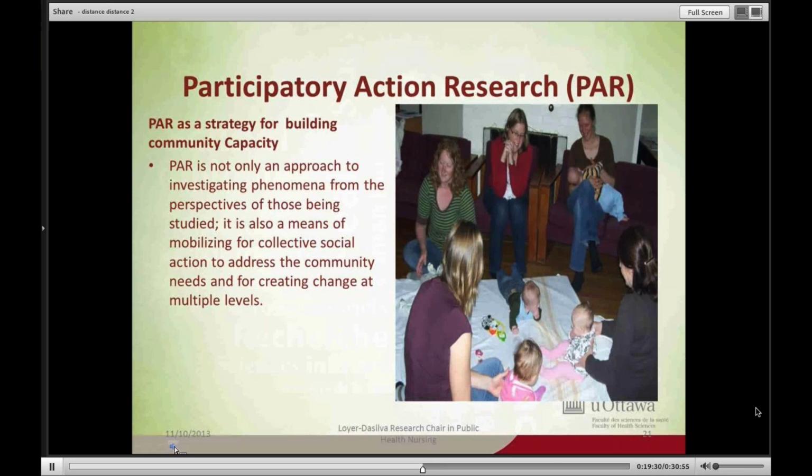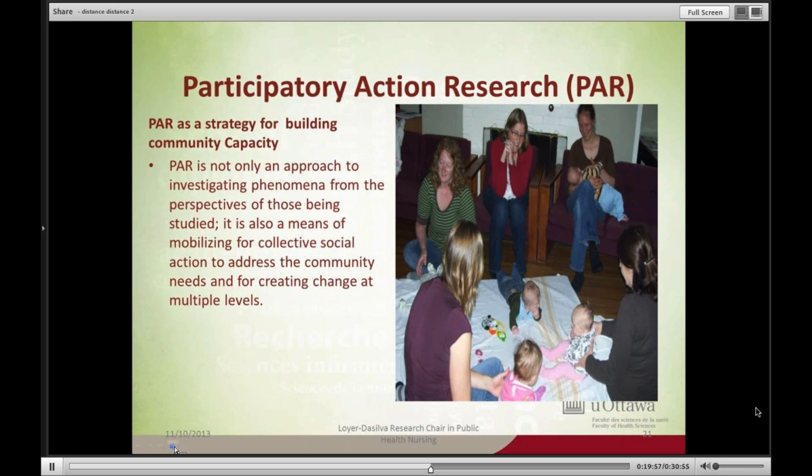So the action research, participatory action research is a strategy for building community capacity, because it is not only an approach to investigating a phenomenon from the perspective of those being studied, it is also a means of mobilizing for collective social action to address the community needs and for creating change at multiple levels.